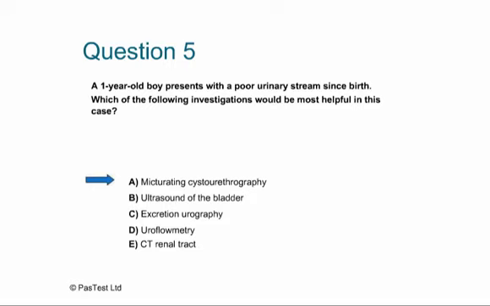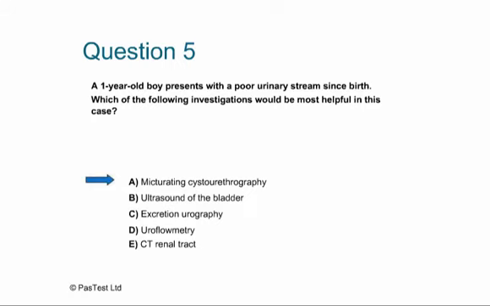The fourth best response would be excretion urography and IVP. Not terribly helpful because that's looking mainly at the upper tracts rather than the lower urinary tract. And finally, a CT scan of the renal tract would probably be as unhelpful as an IVP, because although it would give you good detail about the parenchyma, you're clearly not going to get any significant information about the urethra, although you may get some views of the bladder.